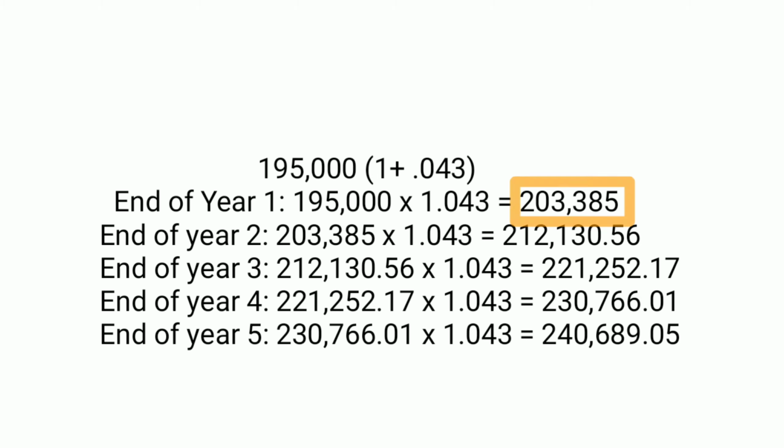203,385 pesos. And then at the end of year 2, the total amount that Fritz earned in year 1 was multiplied by the interest rate. Therefore, Fritz earned 212,130.56 pesos at the end of year 2. So we are going to repeat the process until the end of year 5 to get the total amount that Fritz is going to earn.